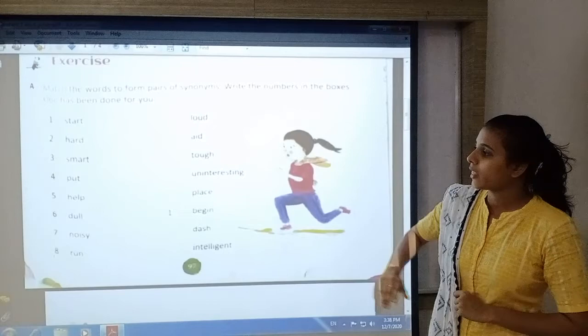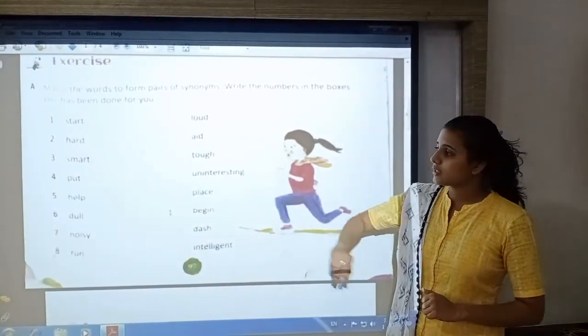Next is put. Put, that means rakhna, to place somewhere. Let us see whether the word place is given or not. Here we can see the word place is given, that is similar to put. So we will match put with place and make a pair of this. Help. What does it mean by help? To aid. What we call first aid, that means pehli help. So help will match with aid, that is madad.